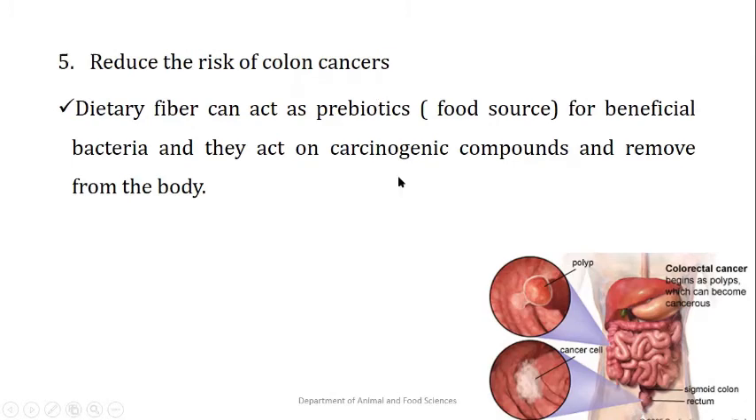You know that in our digestive system, especially in our intestine, there are desirable bacteria. So then the dietary fiber acts as prebiotics. Then what is the difference between prebiotics and probiotics? Under some courses under animal science, you might have heard about probiotics. Then what is probiotics and what is prebiotics?